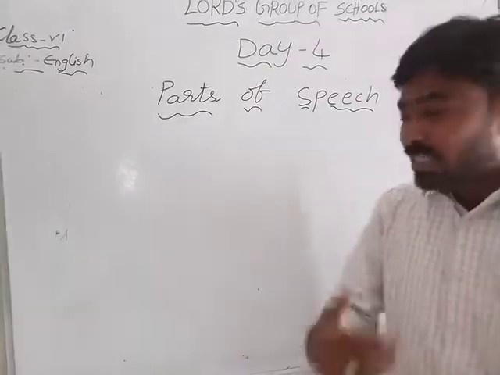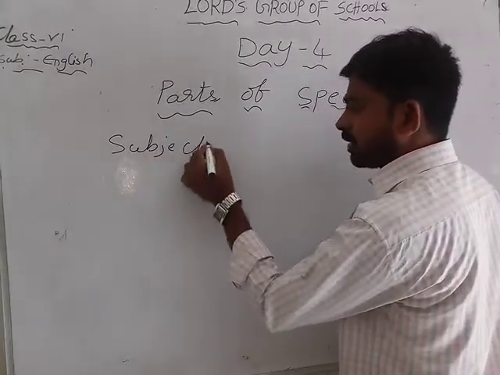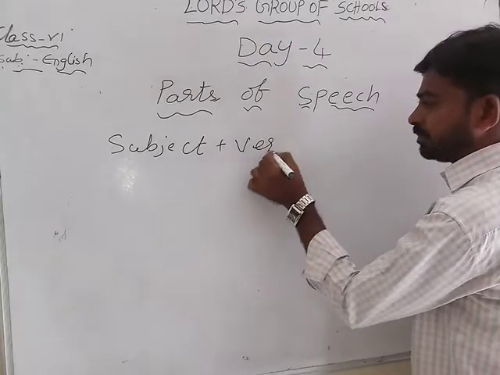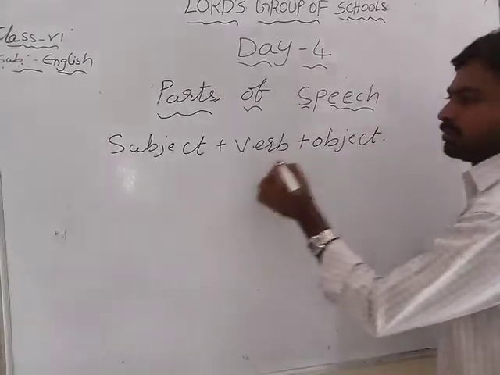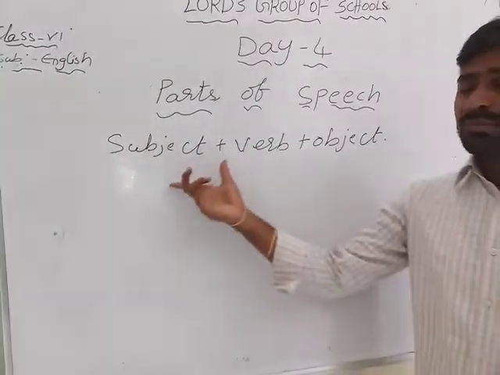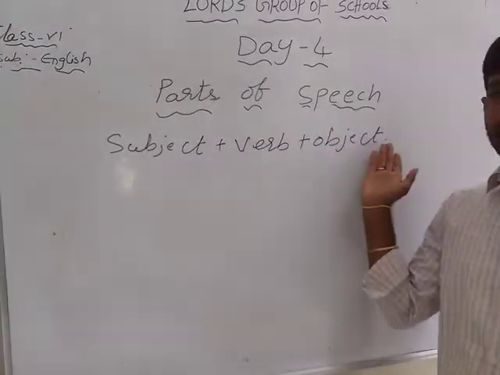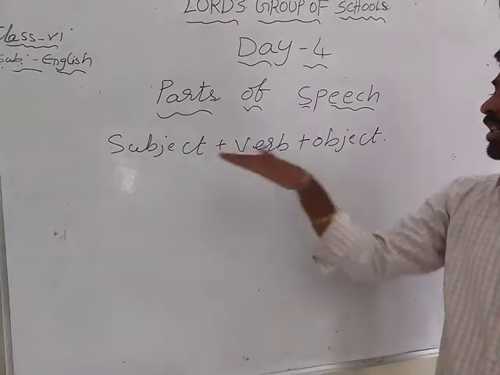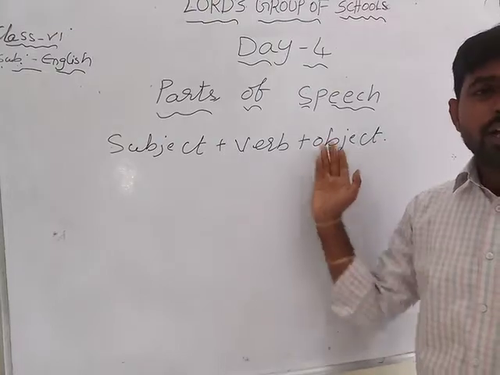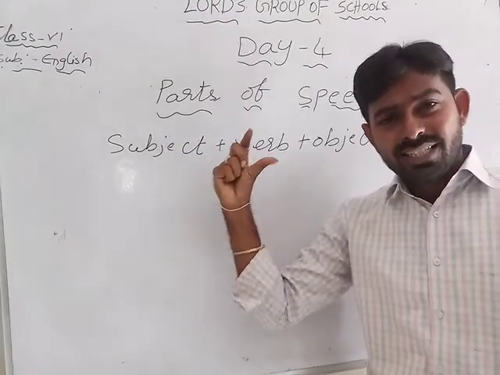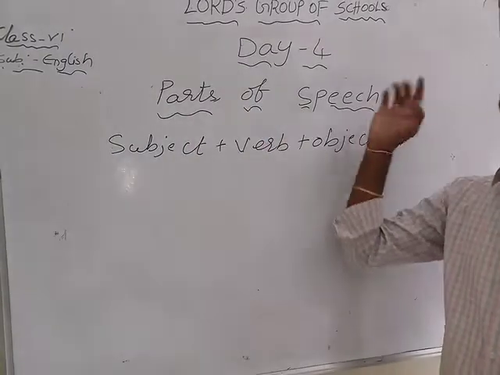In English we write the sentence in the format of subject, verb and object. The subject is whatever comes here, the verb whatever comes next, and the object whatever comes there. This is the format of the English sentence. When we are writing this sentence, each word has its own identity, and that we can call parts of speech.